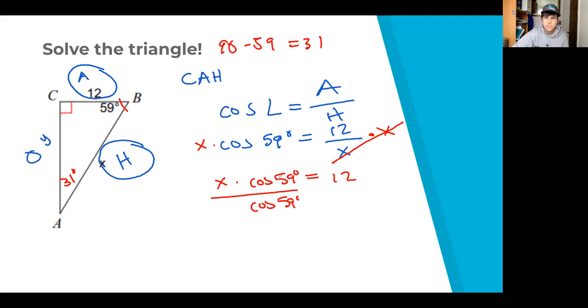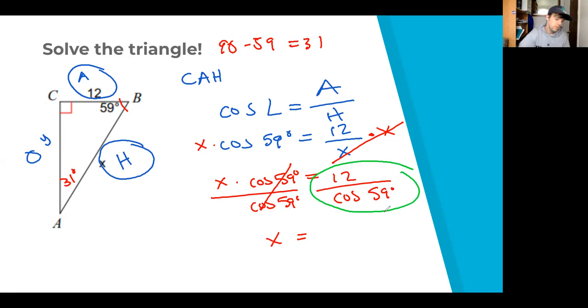Remember, we keep it in this exact form. That way we don't have to write out a decimal or round it at all until the very end here. Now we have x is equal to, and we can perform this calculation right here. So we can just take our calculator and figure out what this is. 12 divided by cosine 59. And rounding this to one decimal place, I get this is around 23.3. So that is this side over here.